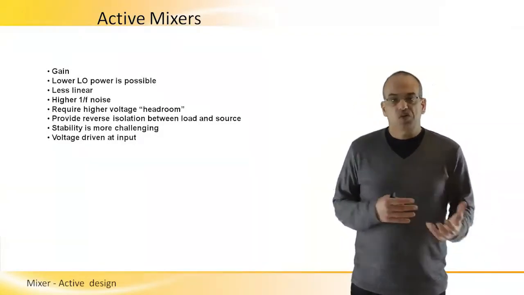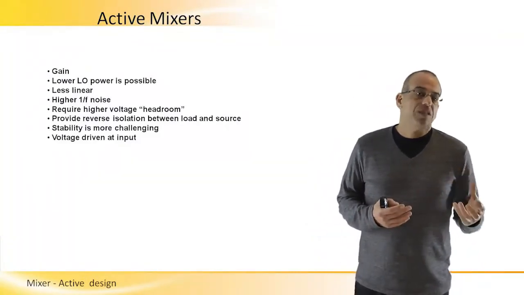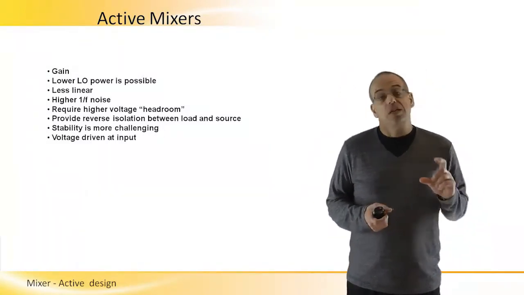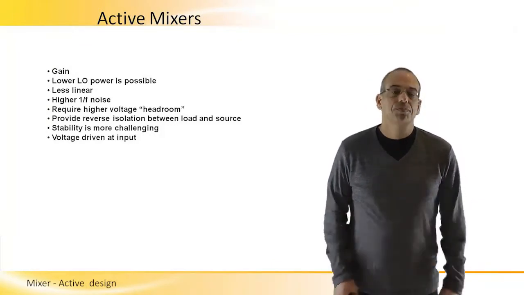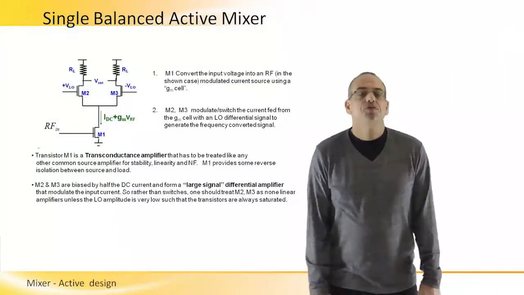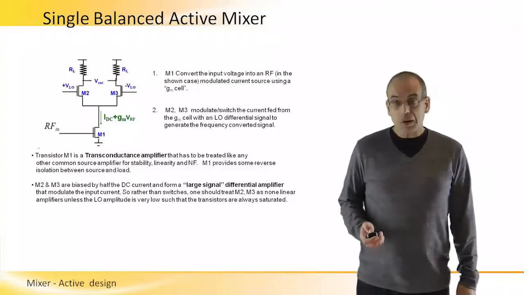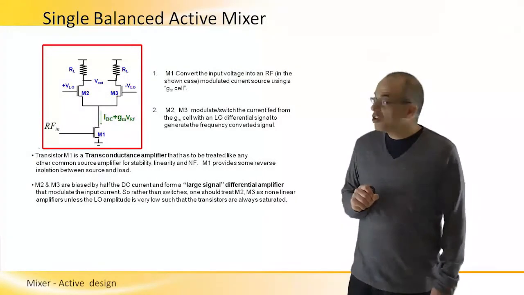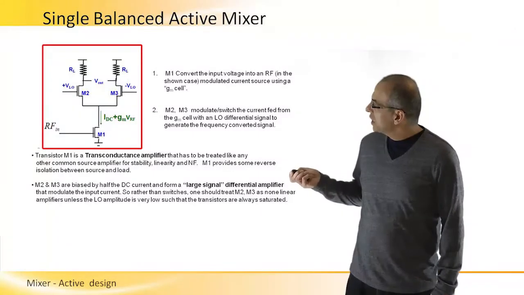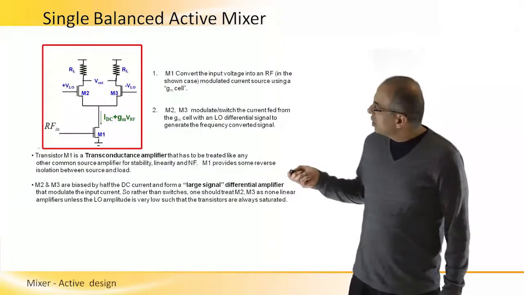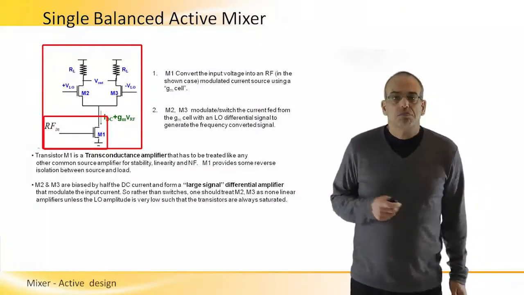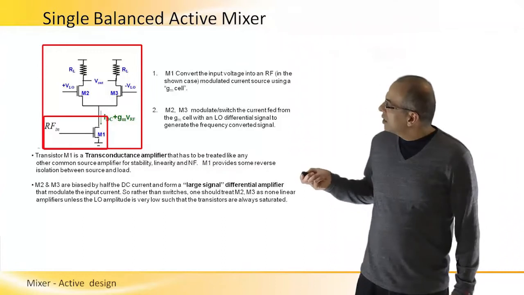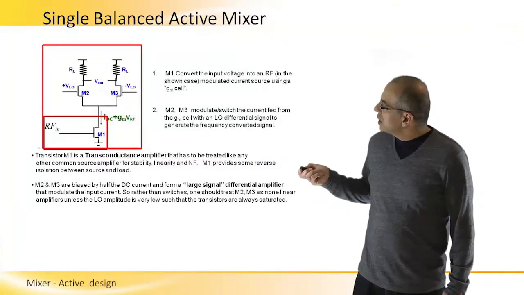Another difference between active mixers and passive mixers is that we said passive mixers were current driven and active mixers are voltage driven, as we will see soon, as they have a transconductance amplifier at the input. So we will start our familiarity with active mixer design by meeting a single balanced topology. So we have only one single-ended RF input to this M1, a common source transistor, and it's a voltage input that really transforms the input into an output current.